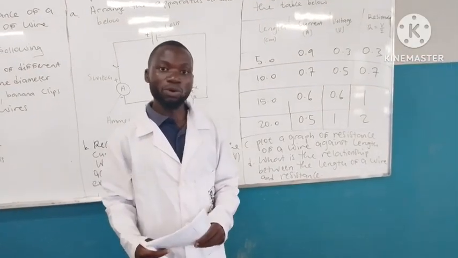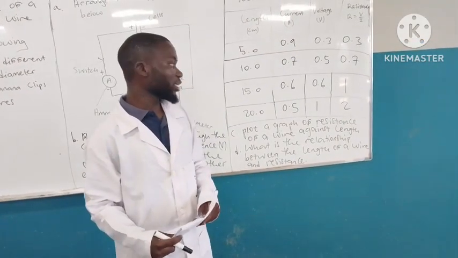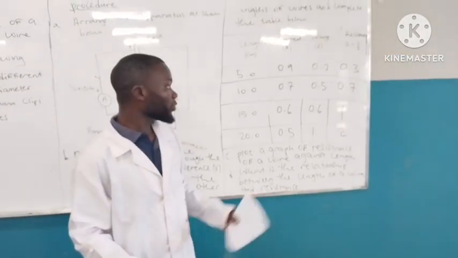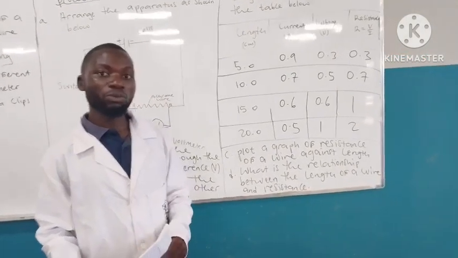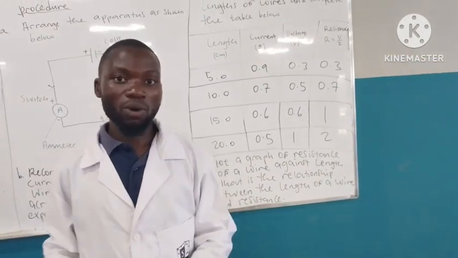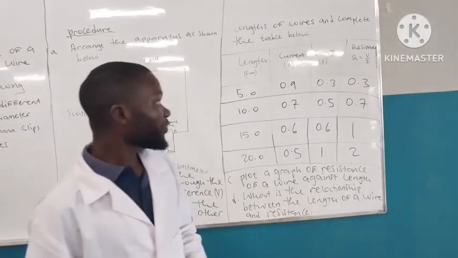Values which you are going to obtain depend on the number of cells which you have connected. We have used 2 dry cells, but if you use 3 or 4, you obtain values different from what I have just obtained. So we have transferred the values to the table.